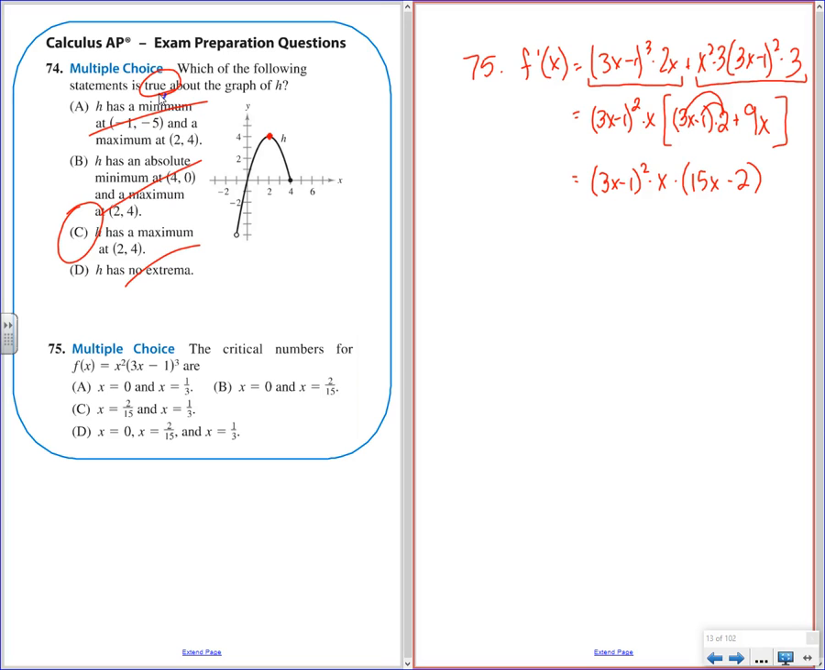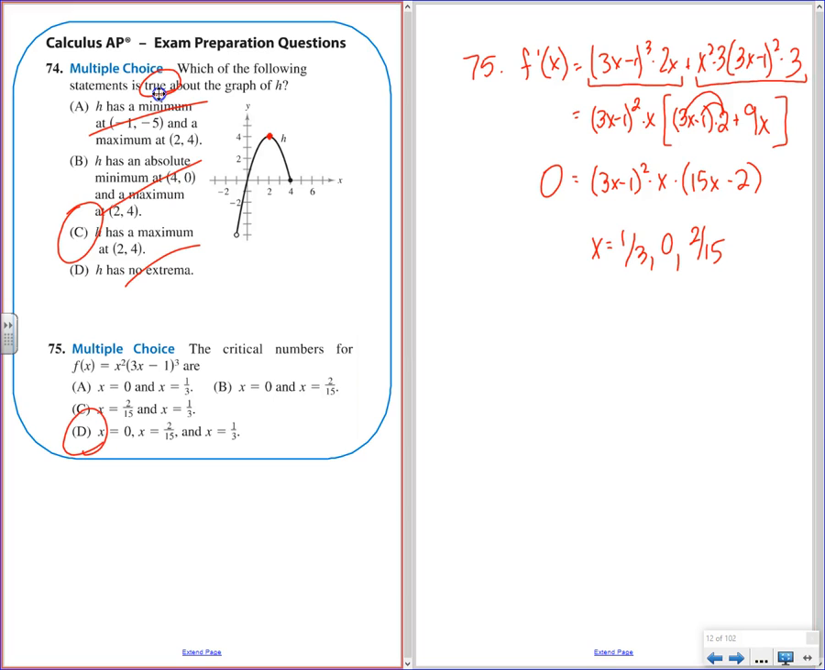And now I set everybody equal to 0. It's very convenient. We get 1/3, 0, and 2/15. There are no intervals that make us discount any, so then the final answer is in. It's quick if you see the factoring.